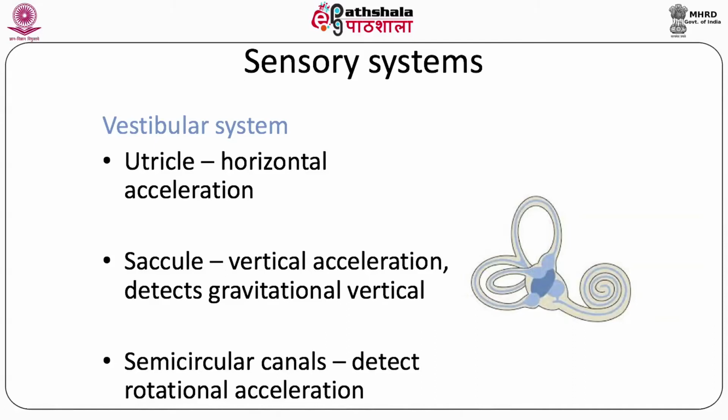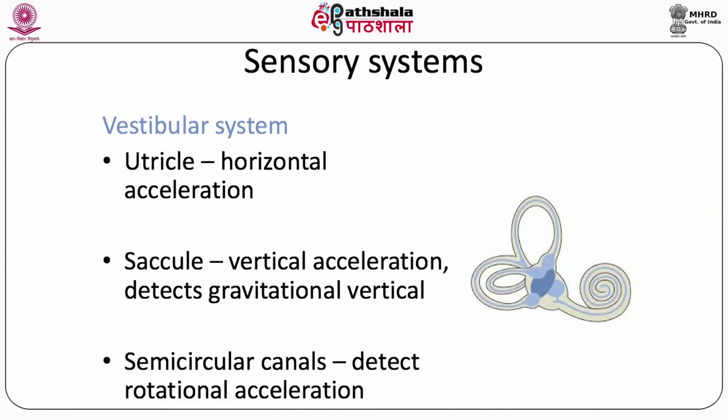Similarly, we have three semicircular canals in each inner ear. Each of the semicircular canals is arranged in such a way that they can sense 3 degrees of freedom in rotation. There is a semicircular canal in the horizontal plane, which is sensitive to accelerations and rotations in this plane. There is a semicircular canal in the vertical plane, which is sensitive to displacements and accelerations in that plane. And similarly, there is a semicircular canal in a perpendicular plane.